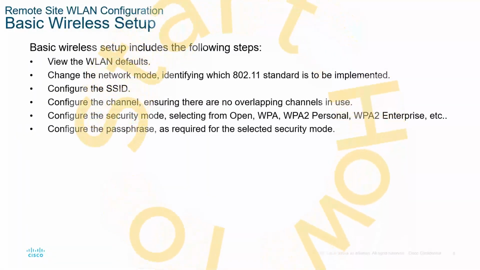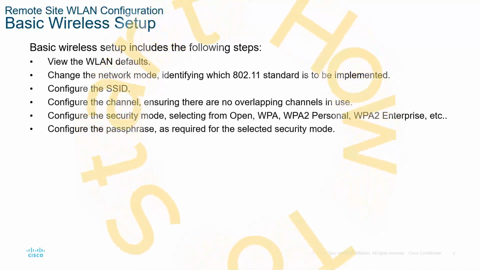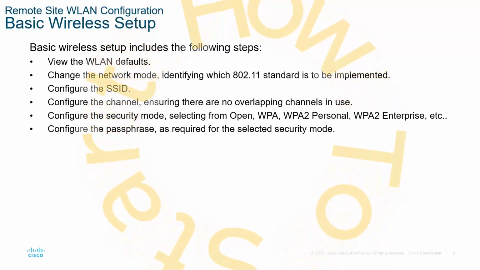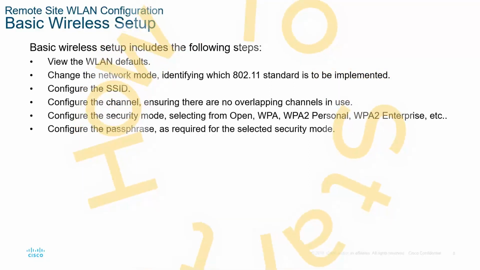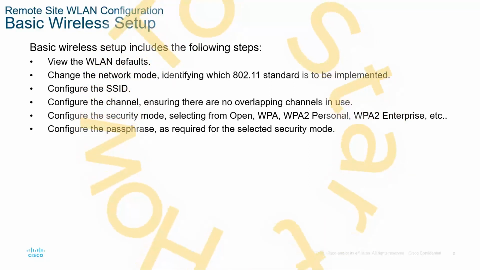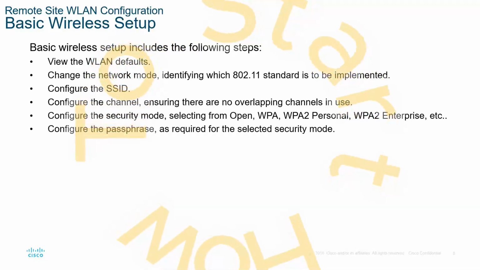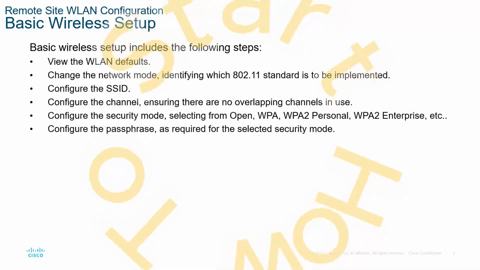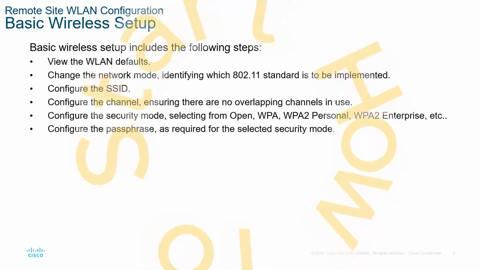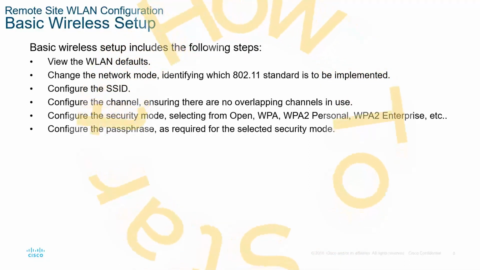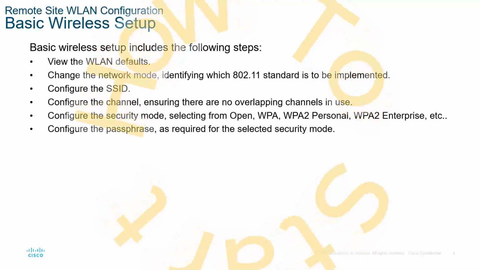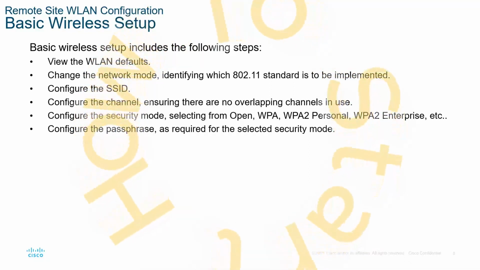You want to look at the wireless functionality as well, looking at the wireless LAN, identifying what wireless standard you're going to be using. Is it A, is it B, is it G, is it N, is it AC? Then you're going to configure the name, SSID. You're going to make sure that you have the appropriate channel set, 1, 6, or 11, but that's all depending on your environment.